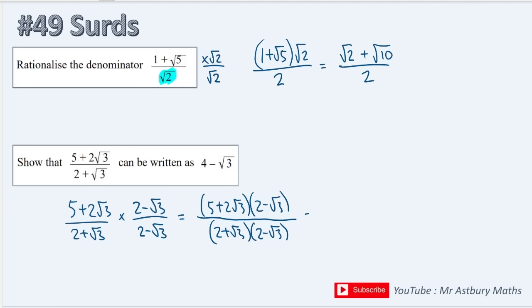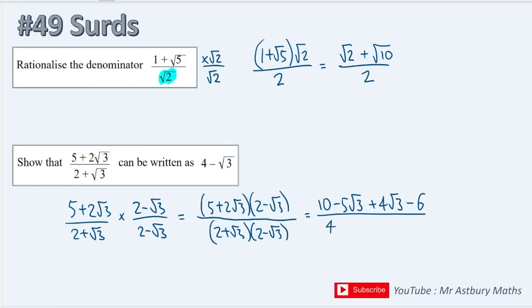So the top line, I get 5 times 2, which is 10. I get 5 times minus root 3, which is minus 5 root 3. I get 2 root 3 times 2, which is 4 root 3. And I get 2 root 3 times minus root 3, which is minus 2 times 3, so minus 6. And on the bottom, I get 2 times 2, which is 4.